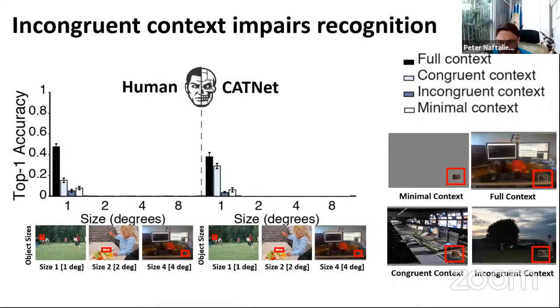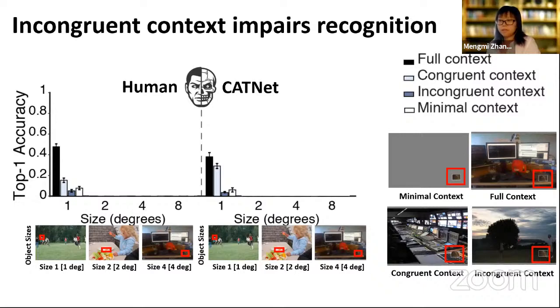Sorry, what is the definition of congruent context again? The congruent context means that the target object category matches the context. For example, here I'm showing the computer mouse as the target object, and the background also comes from a background of computers. Does it make sense? There's a huge drop in recognition with the incongruent context. Yes, that is correct.